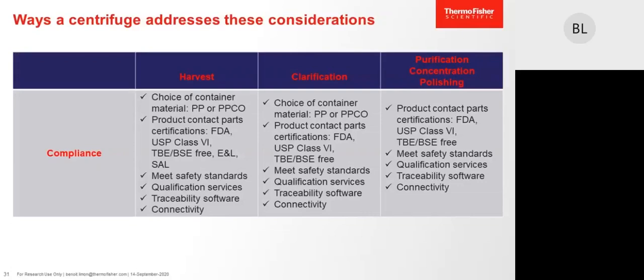So as a summary for compliance, using the centrifuge for the harvest or clarification or purification step, one should look at the material of the container to ensure the chemical compatibility with the process, and the compatibility with the temperature, as well as the certification like FDA, USP Class 6, TSE, BSE-free, extractable and leachable, and the sterility, and ensuring that the product meets the safety standard, that the qualification services are available, and the software for traceability as well, and the connectivity of the device is also available.